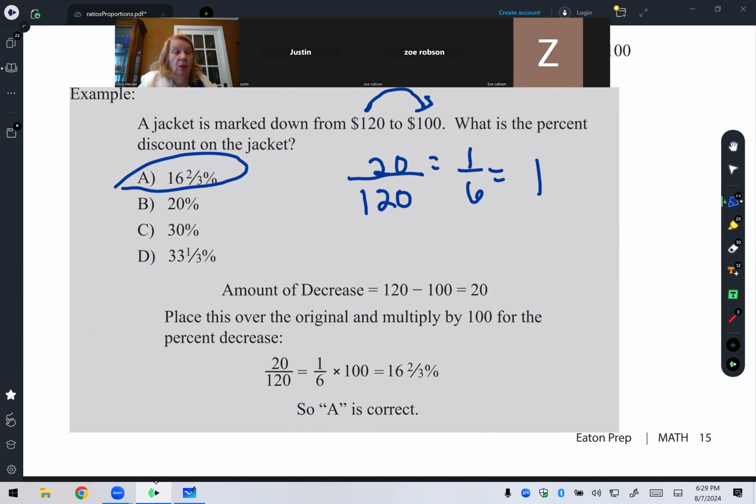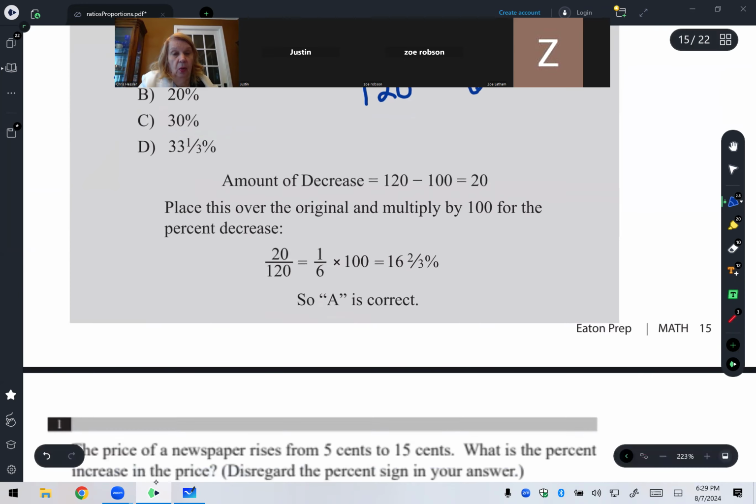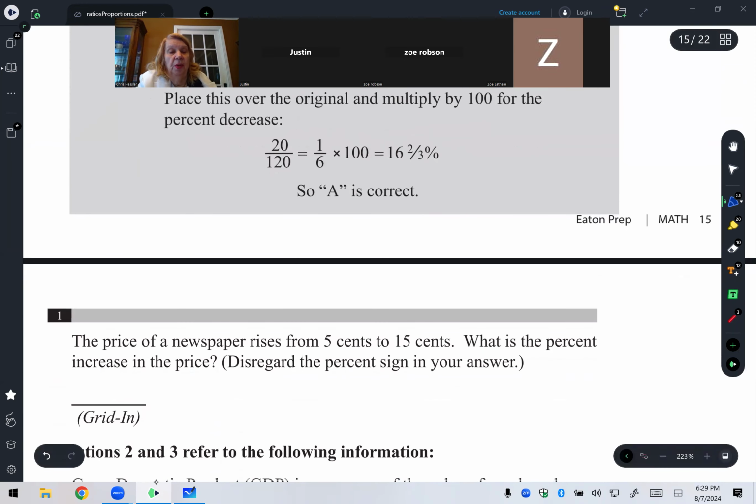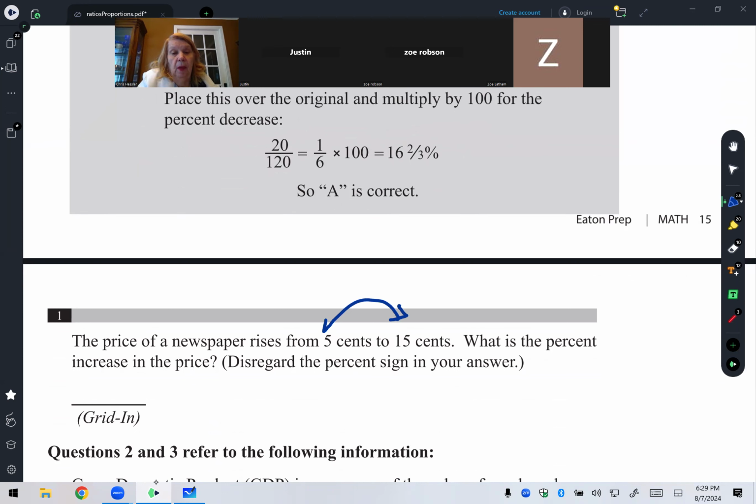Okay, let's go on to the next page and then we'll try a book one. So if a newspaper goes from 5 cents to 15 cents, we do the amount of the increase, which was 10, over the original, which was 5. And so that will be 2, which is 200%. And I would just put 200 in there.